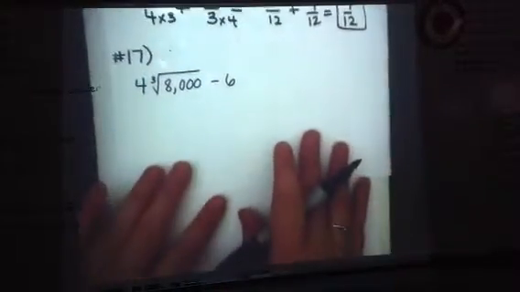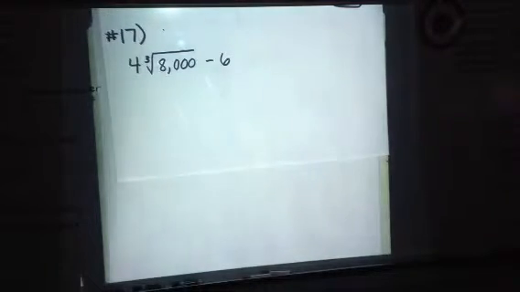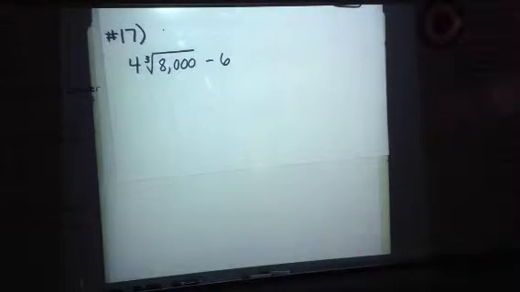Okay, 17. Let's scroll up here. Now we have a 4, and that's going to tell us that it's going to be times the square root of 8,000 minus 6. So we need to start with our square root because that's part of PEMDAS. Okay, so we're going to look at it. Think about what we know here.